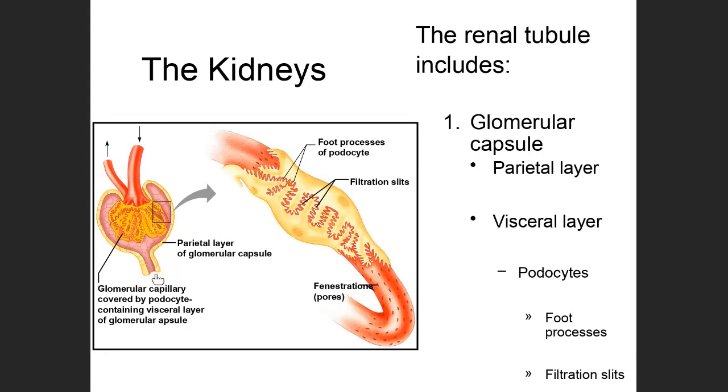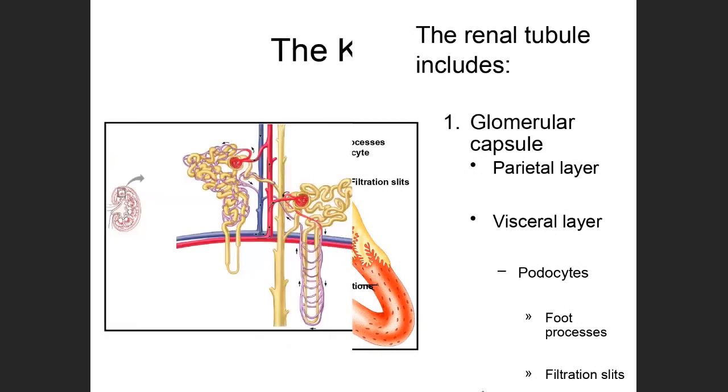So we've talked a little bit about the glomerular capsule, and this visceral layer of the glomerular capsule, along with the actual wall of the capillary itself, makes up the filtration membrane, what any substance is going to have to cross to move from the blood into the renal tubule. Now that we've talked about this anatomy, what I want to do is discuss the different areas of the renal tubule itself in a little bit more detail.